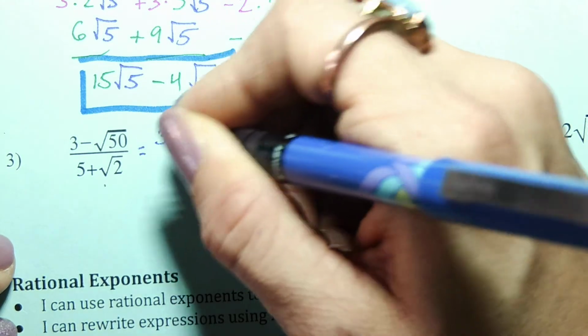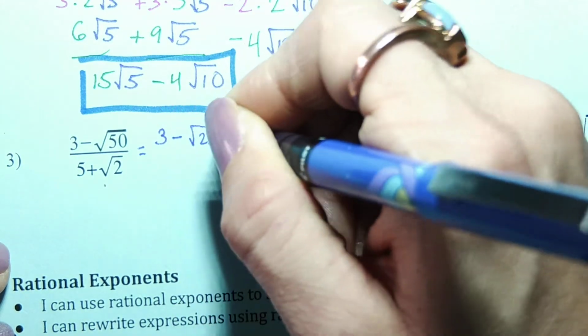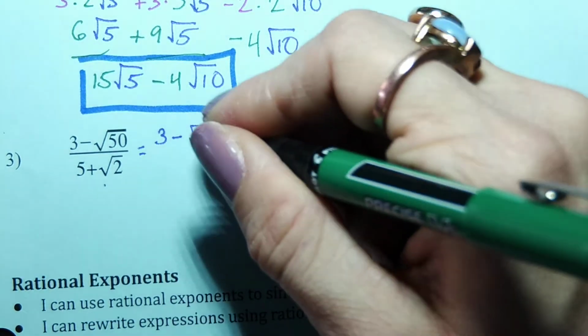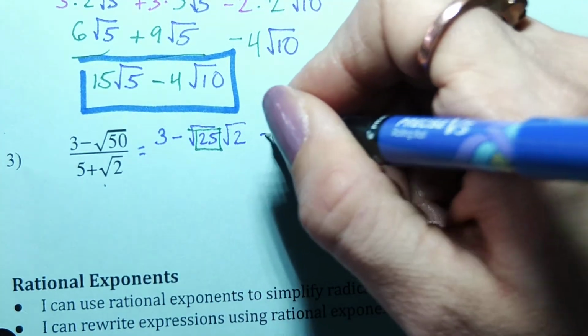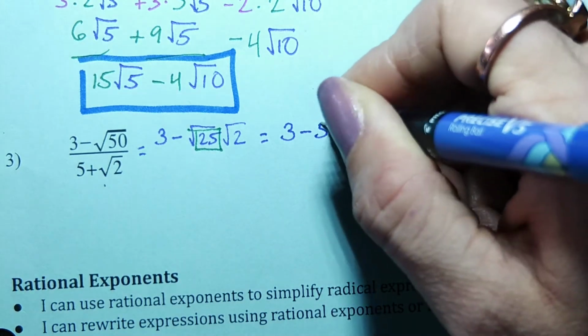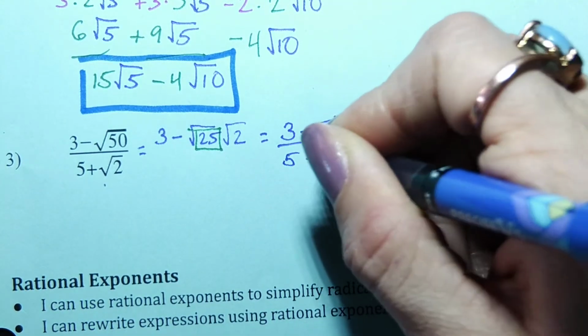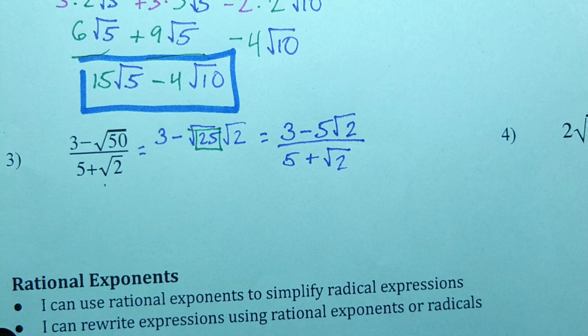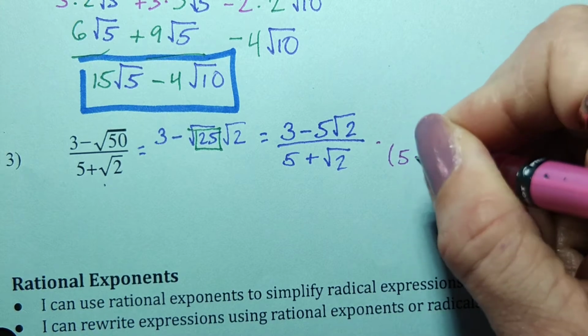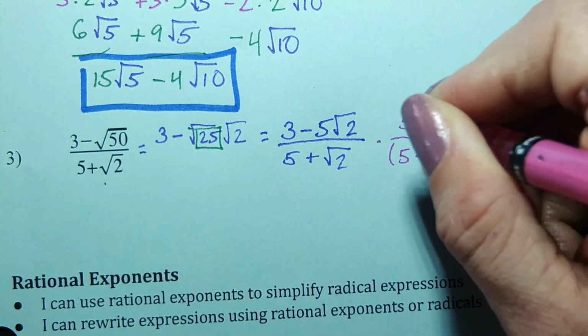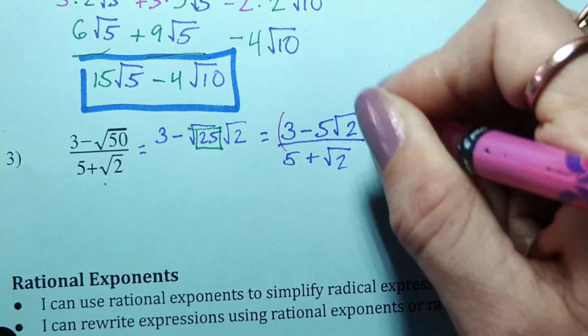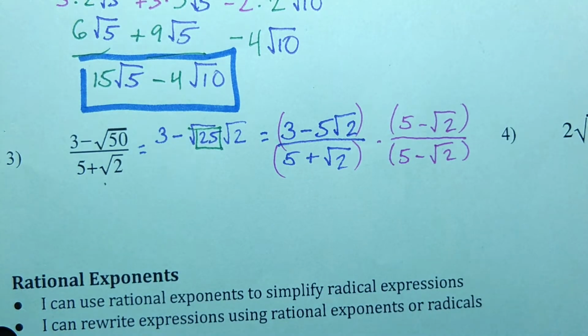So let's see. We'll have 3 minus radical 25, radical 2. Square root of 25 is 5. So 3 minus 5 rad 2. So that's my simplified numerator. There's my simplified denominator. What are we going to use for our conjugate or create a form of 1 on the bottom? 5 minus rad 2. Perfect. So 5 minus rad 2, 5 minus rad 2. So foiling on the top, foiling on the bottom. Folks, I want you to try this one on your own. Once you get a final answer, compare with someone sitting close by to you.